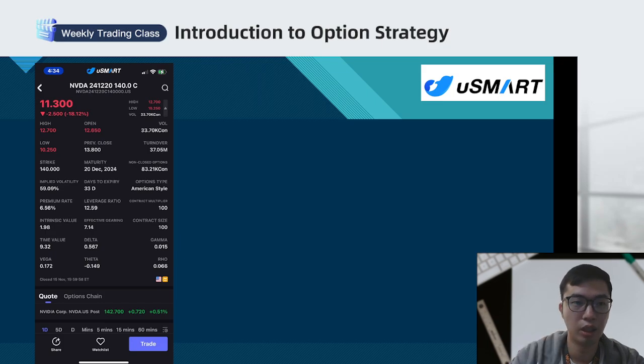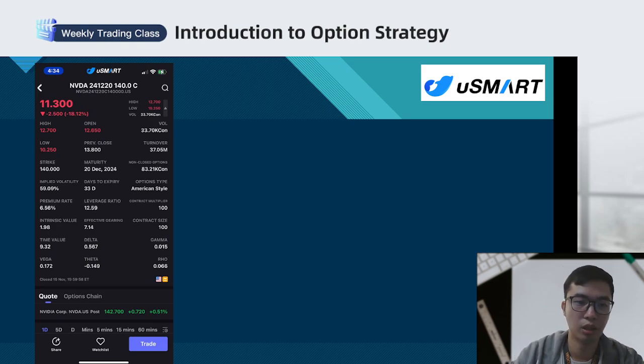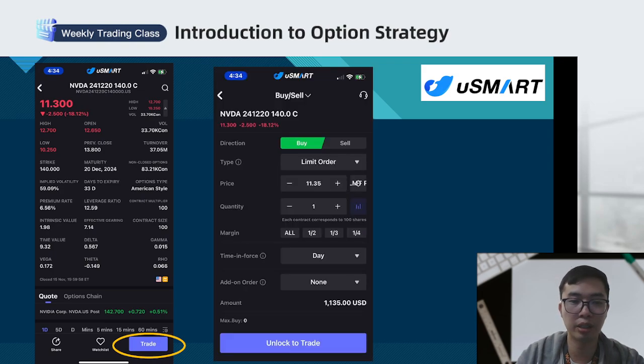So here it actually shows the mid price. Just now we said the ask price is 11.35, right? So this is somewhere between the bid and the ask price. In this case we just follow it, and then we press trade. After we press trade, we will see this surface with direction buy, limit order, and then 11.35. Just now I said the ask price is 11.35, so we just directly buy it by pressing unlock to trade.